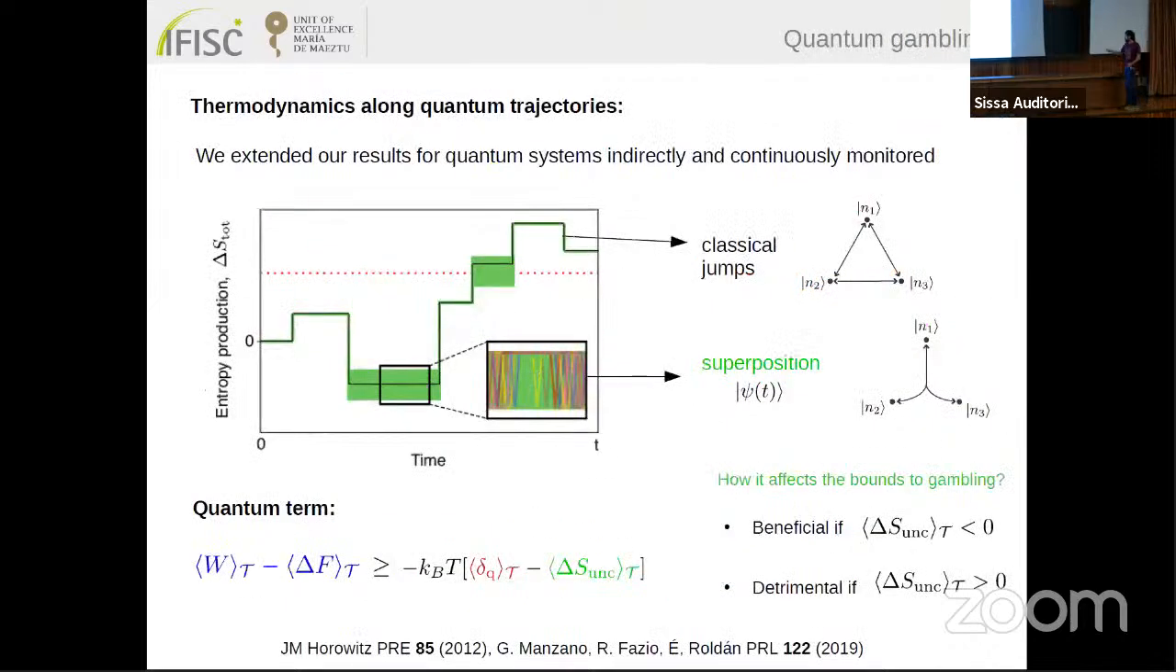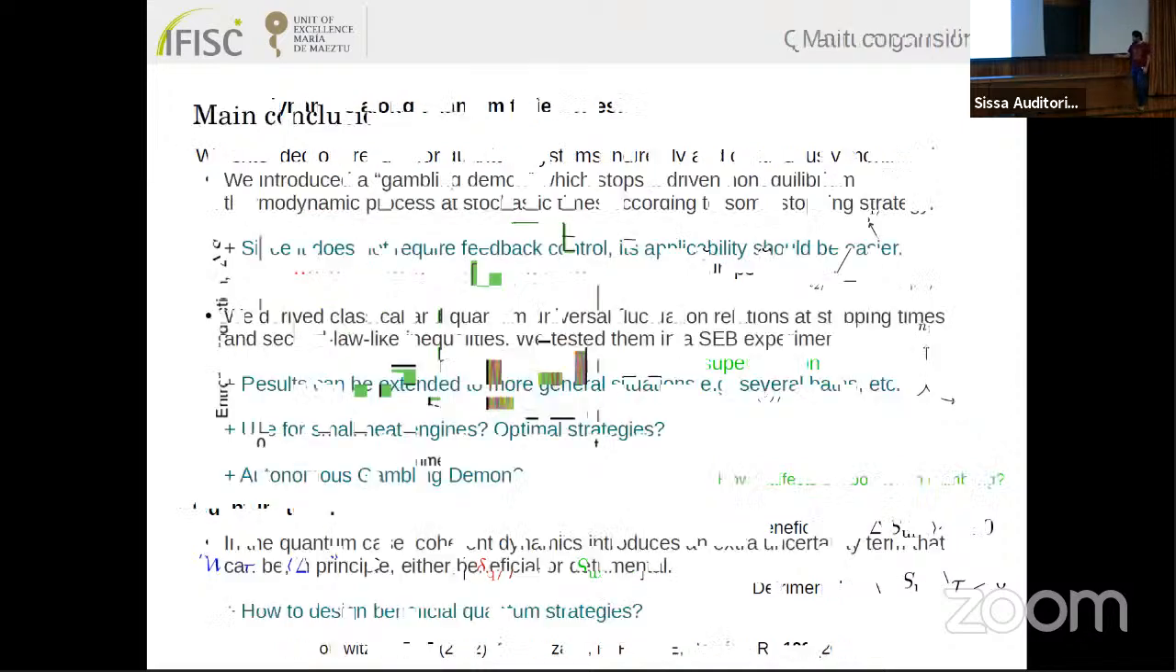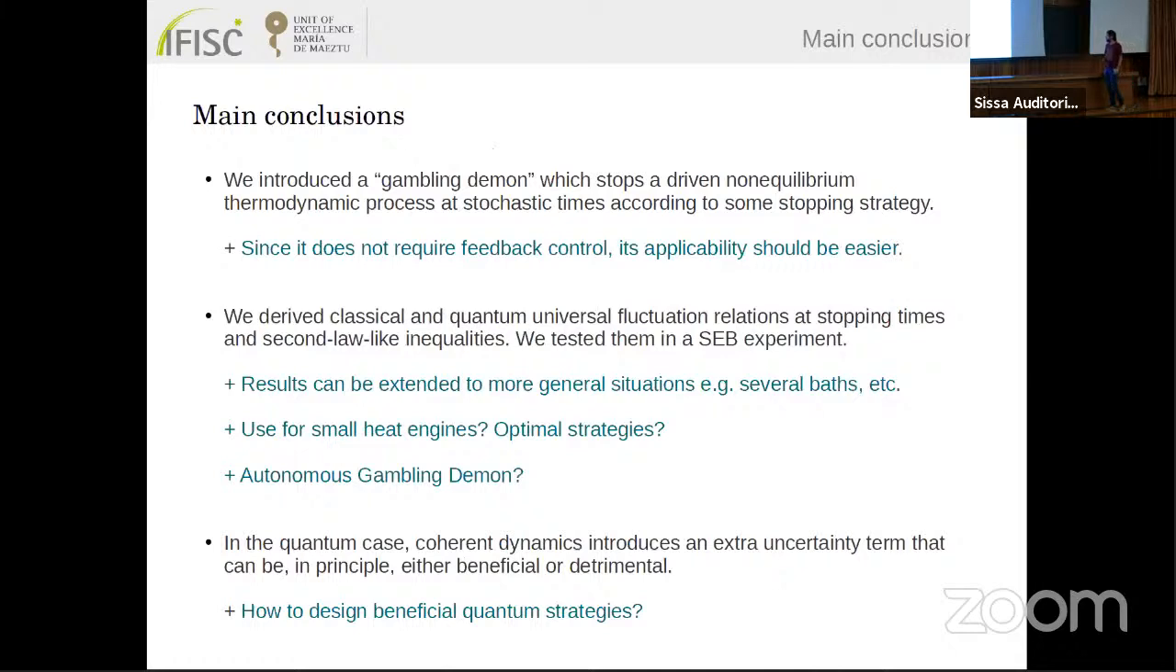Okay, so how much time do I have? Okay, so maybe another day I can tell you also about the extension to the quantum case. But let me just go to the main conclusions.